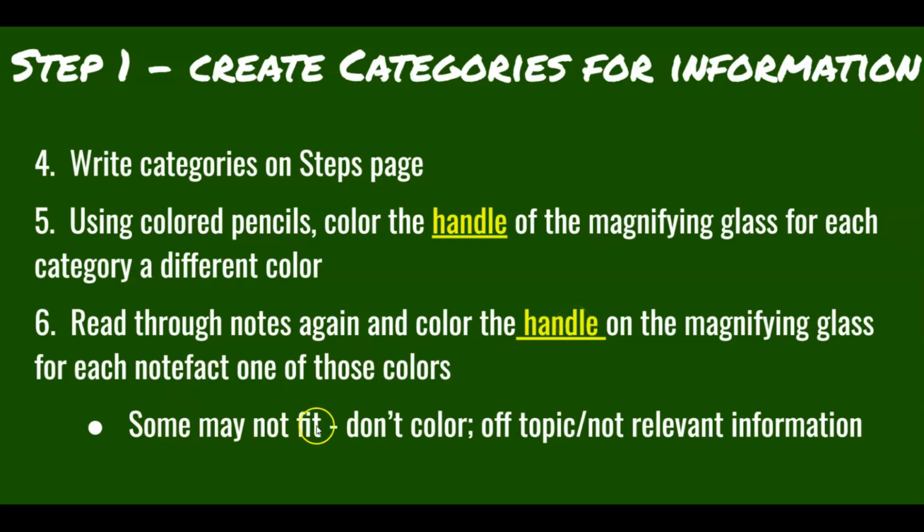Okay, now you may have some that don't fit. That's okay, don't color them. That means that you took some information that was off topic or not relevant for the project. Okay, and that's good, when we get to the reflection piece of it, you can look back and see how many did you have that didn't really fit for the project, right? So you don't want to color them if they don't fit. You're only looking for things that actually fit with the information that we're looking for.